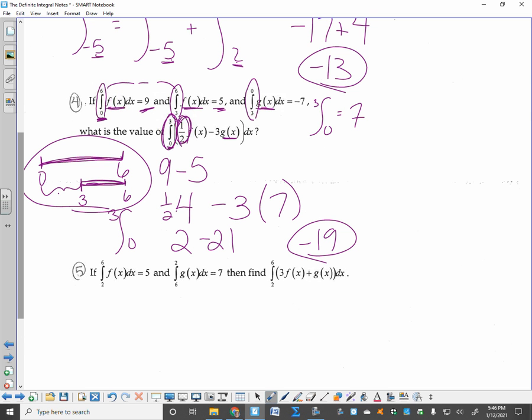Well, he gets me from 0 to 6, and he gets me from 3 to 6, but I want 0 to 3. So if I take the whole piece and minus the little piece, that'll give me the piece I want. So then I'm going to take this minus this. That's where the 4 came from. But then it wants me to half it, so I half it.